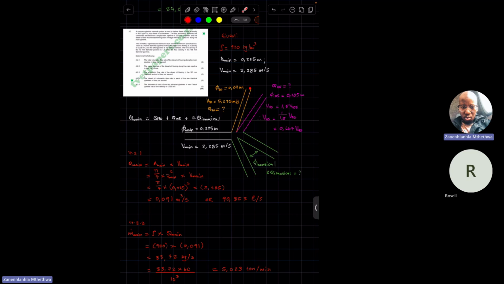And then we are given a velocity ratio between the two pipes, the 70 millimeter diameter pipe and the 105 millimeter diameter pipe. You are told that the flow velocity in the 70 millimeter diameter pipeline, which is this one, is 1,5 times the velocity of this one. So that is where this comes from mathematically.